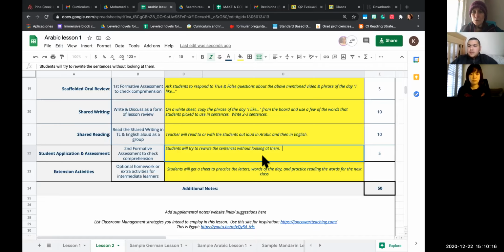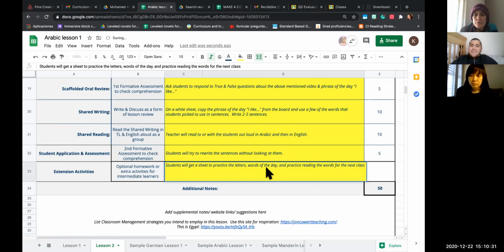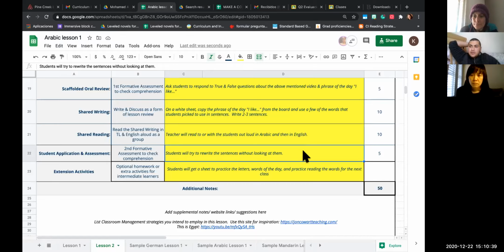Okay. Cool. That's awesome. That's great. And then do you have any extension activity they could do with their teacher or for homework? Well, I noticed students will get a sheet to practice the letters, the word of the day, and practice the reading of the word. Okay. Do you want to keep it like it is then?